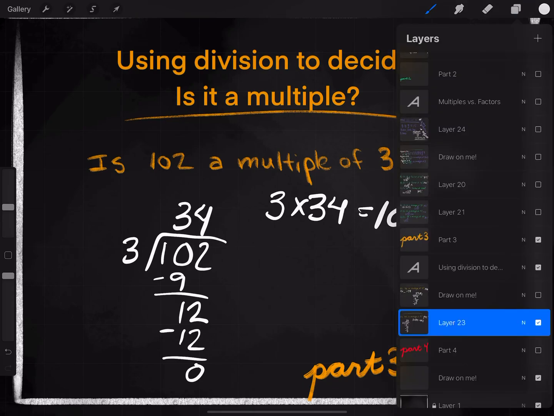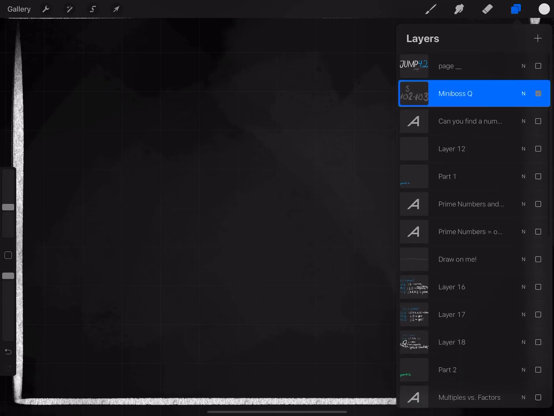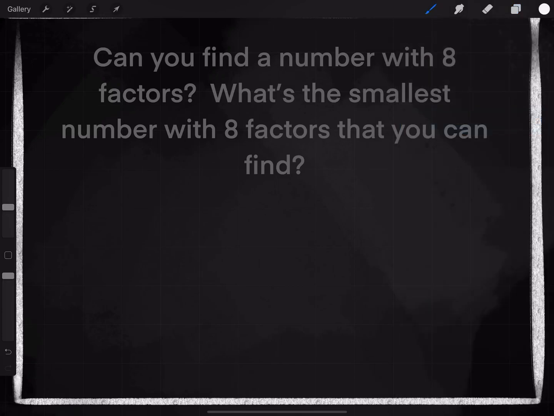Alright, so now that you have that background, go back to the boss question. See if you can solve it and write your answer on the math document.